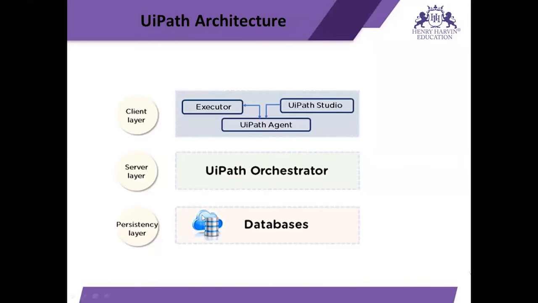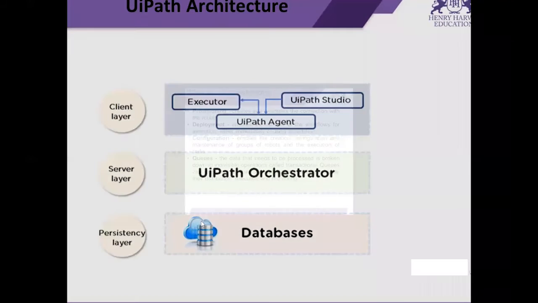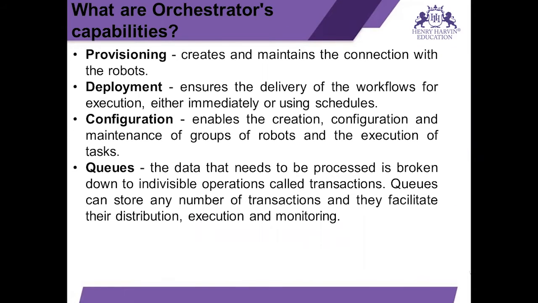So these are the three components of UiPath tool. Moving ahead, what are the Orchestrator's capabilities? First capability of UiPath Orchestrator is provisioning. In provisioning, it creates and maintains the connections with the robot. Second capability is deployment, which ensures the delivery of workflow for execution either immediately or using schedules. Third is configuration. It enables the creation, configuration, and maintenance of the group of robots and execution of the task.